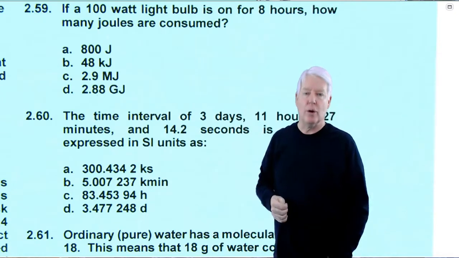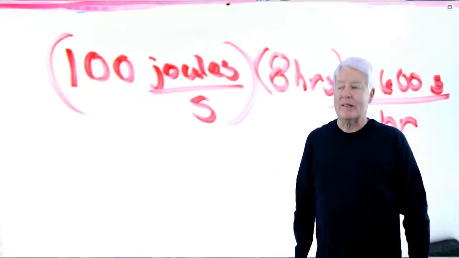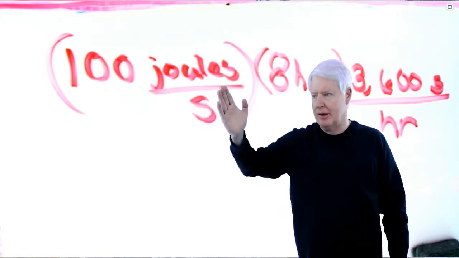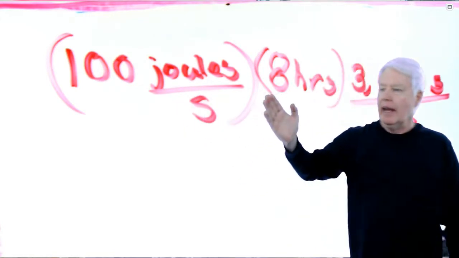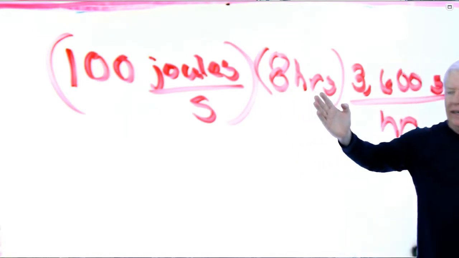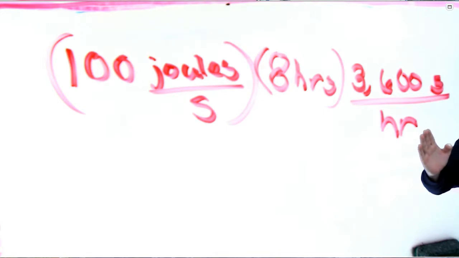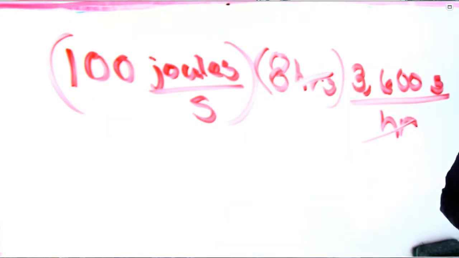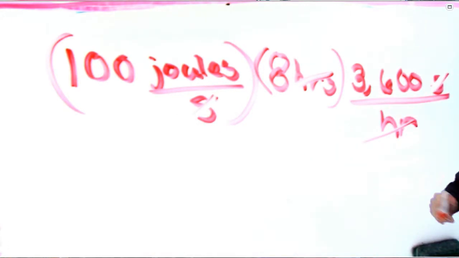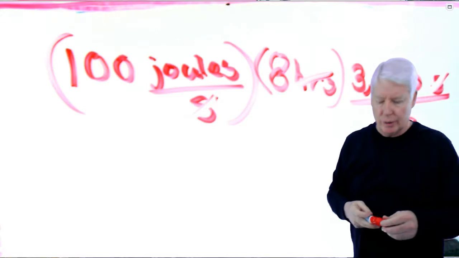So let's go to the whiteboard and work this one out. All right, so here we are at the whiteboard, and there's our 100 watts, which remember is joules per second. And there's my 8 hours, and I have to convert hours into seconds. So there's 3,600 seconds in an hour. So let's start canceling units out here. The hours are gone. The seconds are gone. And what are we left with but joules, which is the answer we want.